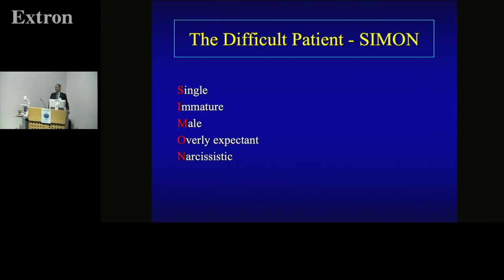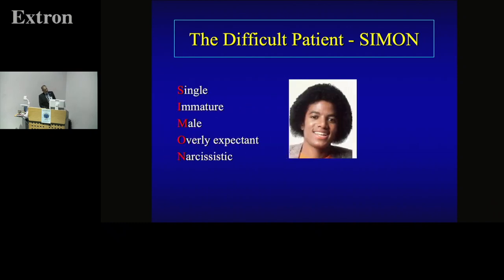But Simon is not a good one. Sorry, Simon, but he's not here today. So Simon: single, immature, male, expectant, narcissistic. It doesn't mean that just males are difficult rhinoplasty patients. It's just some. These are usually young males who are really obsessed with their noses. And you feel a gut feeling there's something not right.